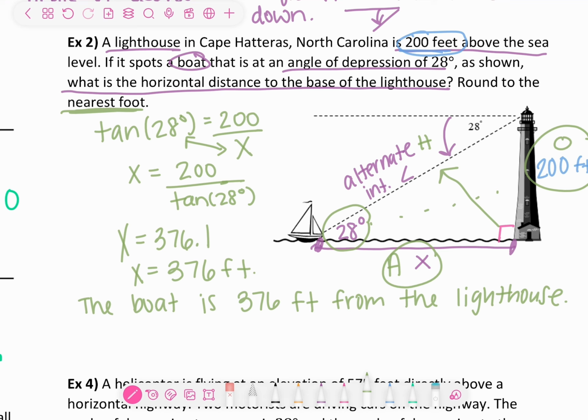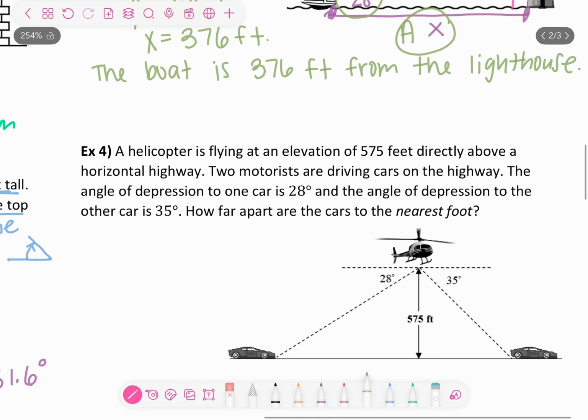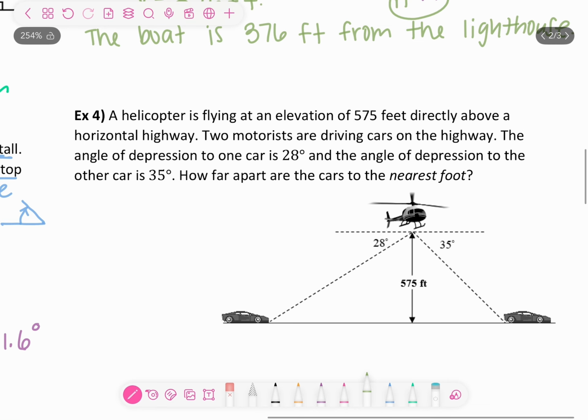Perfect. All right, this last one's going to be a little bit of a challenge. Challenge question, not because it's difficult, but because you have to make sure that you do the entire problem correctly, and there's multiple parts. Okay, example 4. A helicopter is flying at an elevation of 575 feet directly above a horizontal highway. Two motorists are driving cars on the highway. The angle of depression to one car is 28 degrees, and the angle of depression to the other car is 35 degrees. How far apart are the cars to the nearest foot?